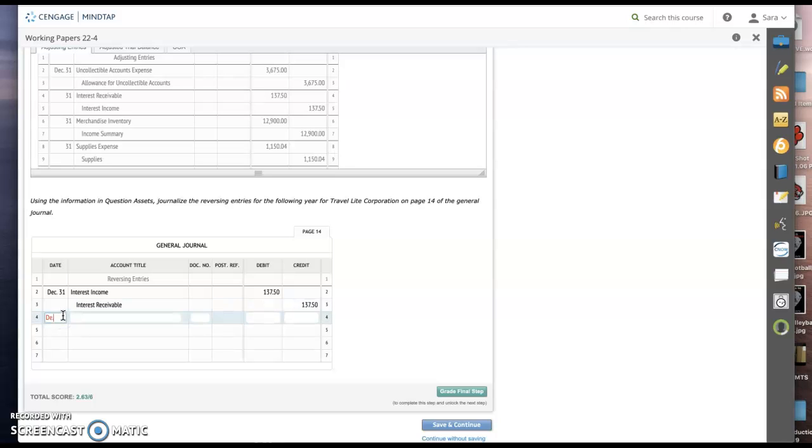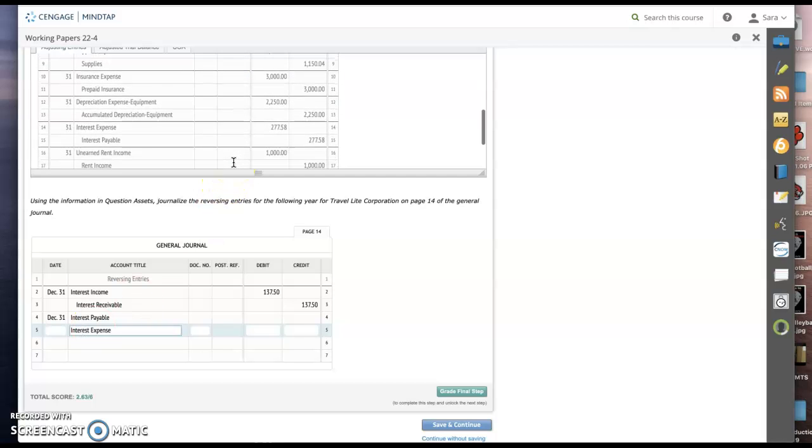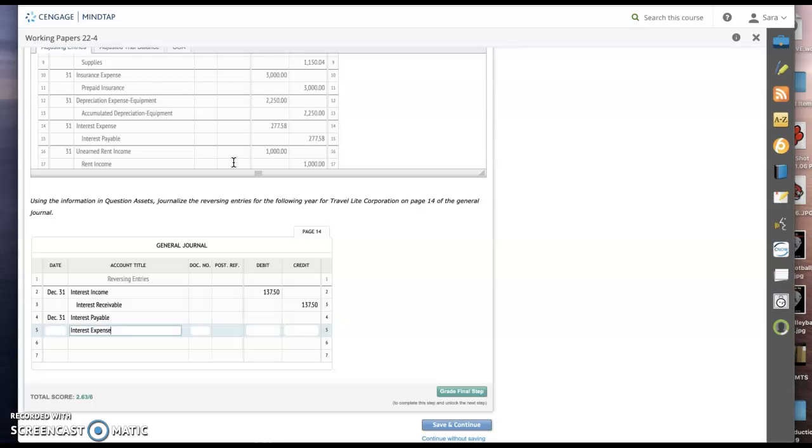The next date is December 31st. And we have interest payable and interest expense. So that's $277.58. That should be $277.